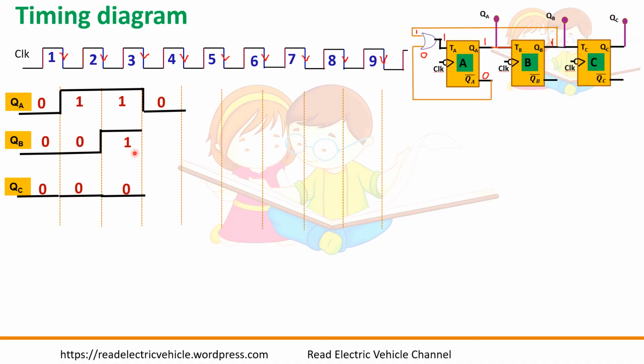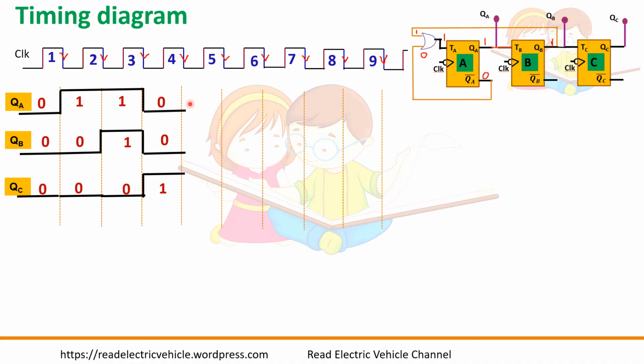Then what happens to this B flip-flop? Previously QA was 1, so the B flip-flop has to toggle again. It toggles from 1 to 0. What happens to the C flip-flop? Previously what was QB? QB was 1. So this flip-flop will also toggle. It toggles from 0 to 1.